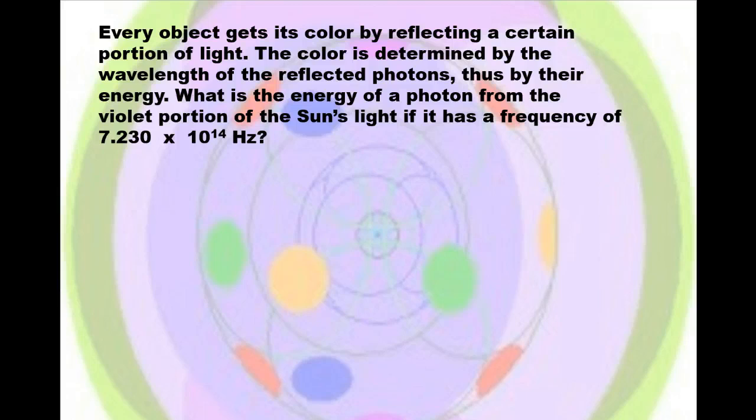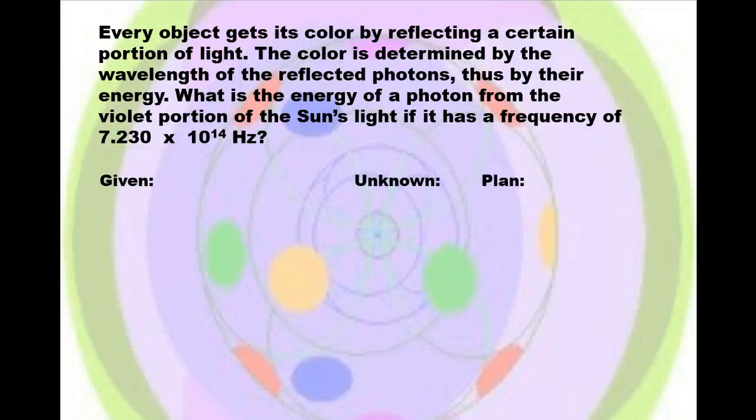So here's the first one. Every object gets its color by reflecting a certain portion of light. The color is determined by the wavelength of the reflected photons, thus by their energy. What is the energy of a photon from the violet portion of the sun's light if it has a frequency of 7.230 times 10 to the 14th hertz?